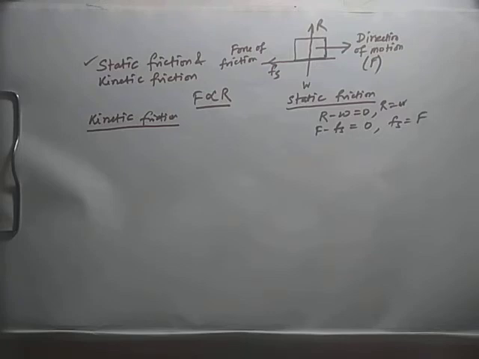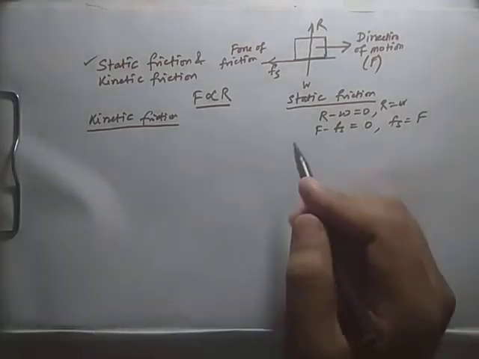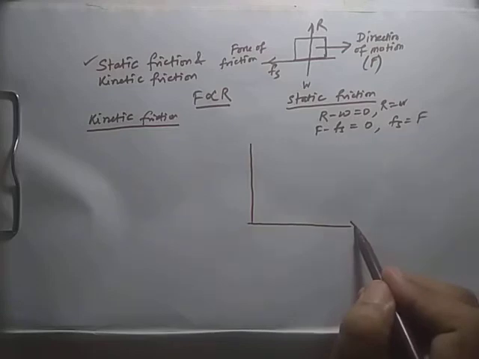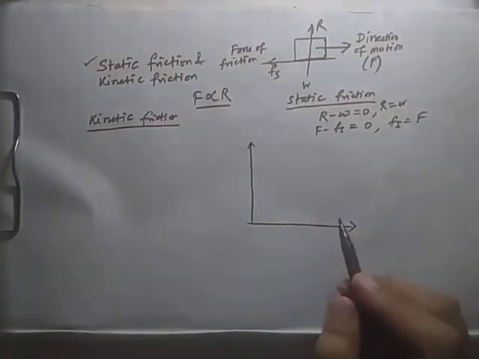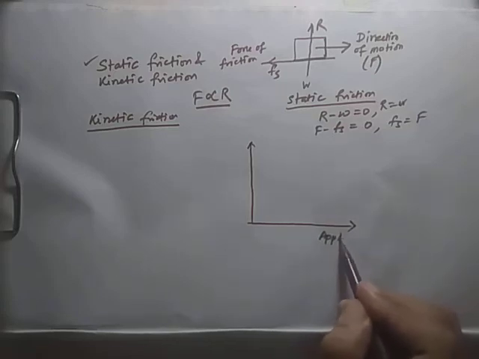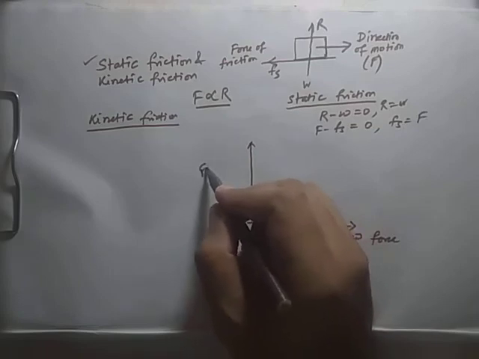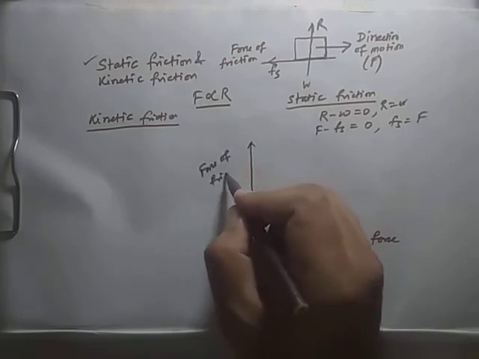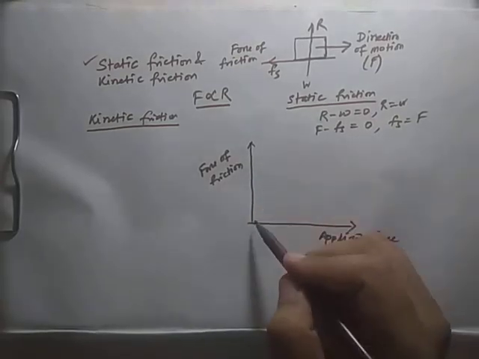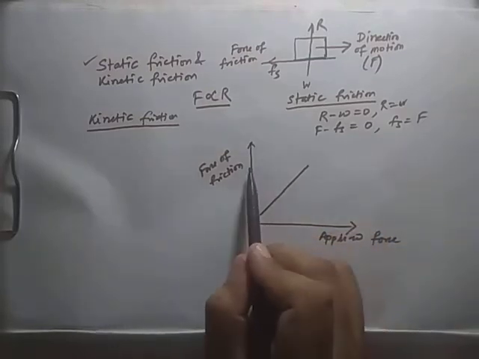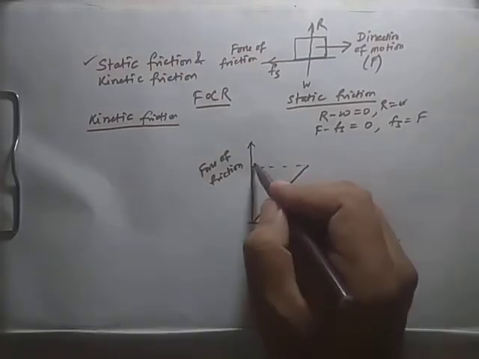Here we'll plot a graph between the force of friction and the applied force. So a very important graph, this one. This is the applied force. This one is the force of friction. This is the rest condition. That means this is the limiting friction.